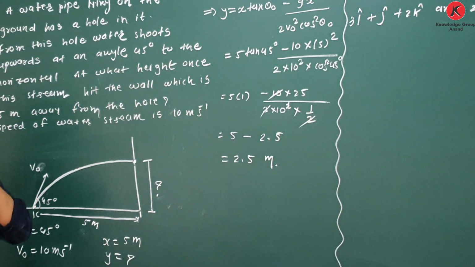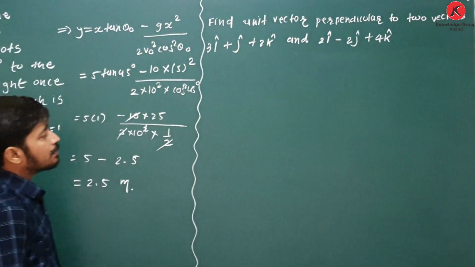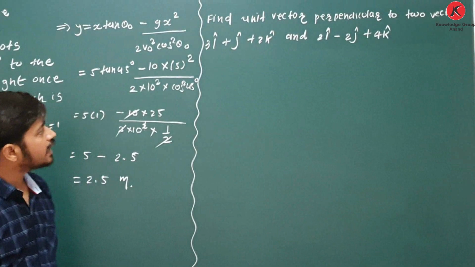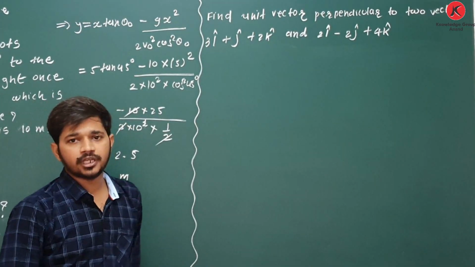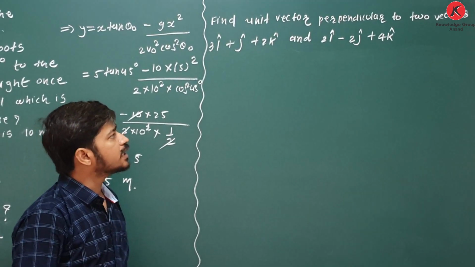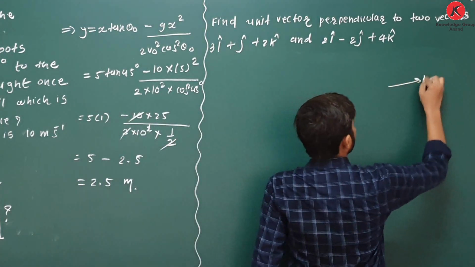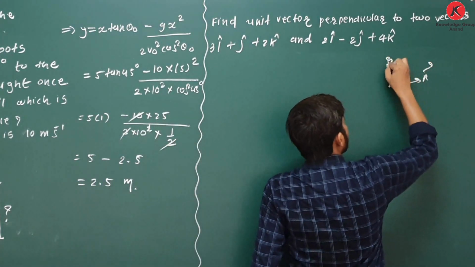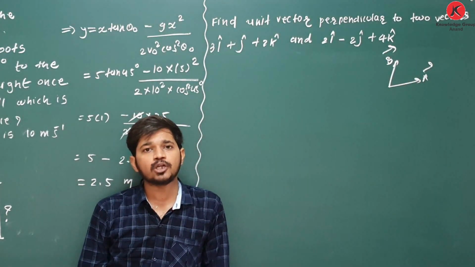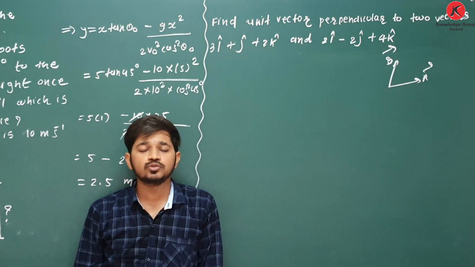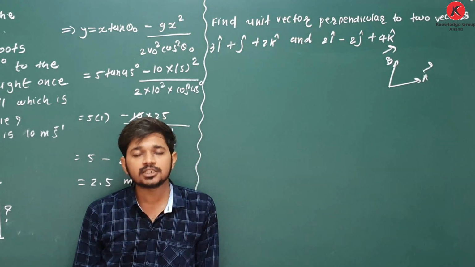Now the next question is: find the unit vector perpendicular to the two vectors 3i plus j plus 2k and 2i minus 2j plus 4k. See students, if you remember, if we have two vectors a and b, then the resultant vector is perpendicular to both a and b if we take their cross product, that is the vector product.